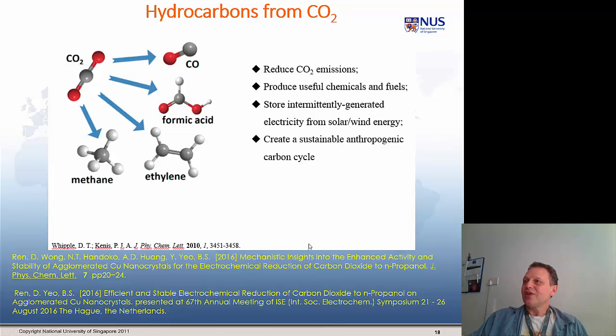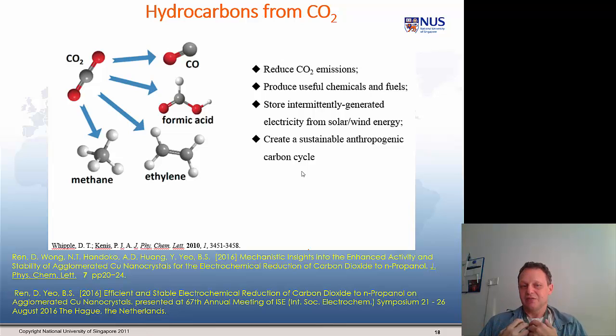The situation back in 2010: carbon dioxide into hydrocarbons. These were the type of substances that we were looking at. Obviously, this type of process reduces carbon dioxide emissions. It can produce useful chemicals and fuels. You can use it as an energy storage for renewable energy. And potentially, you can produce a sustainable anthropogenic carbon cycle.